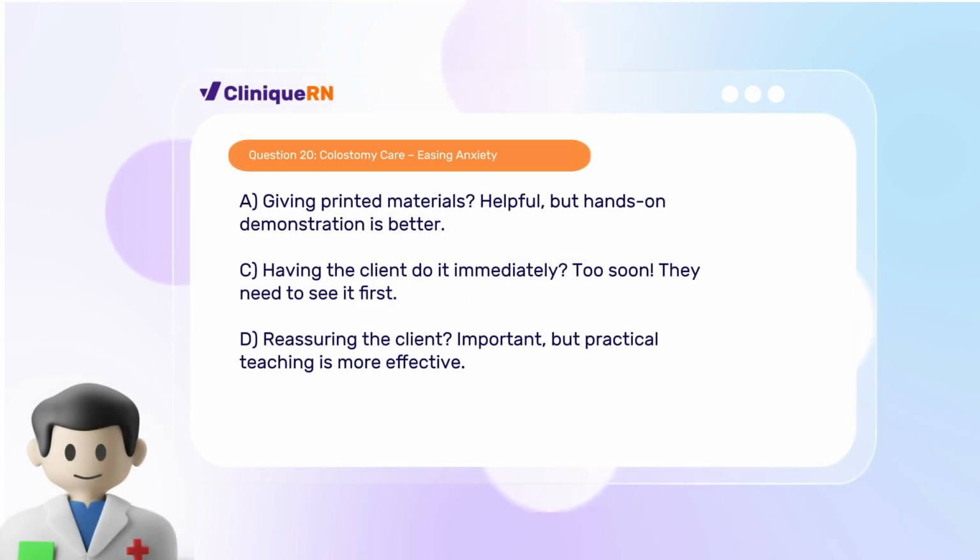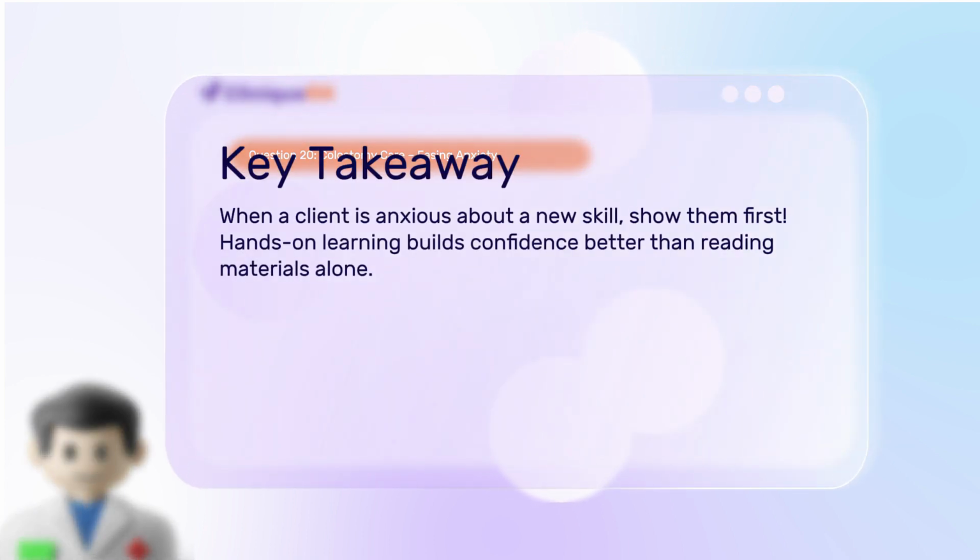C. Having the client do it immediately. Too soon. They need to see it first. D. Reassuring the client. Important, but practical teaching is more effective. Key takeaway. When a client is anxious about a new skill, show them first. Hands-on learning builds confidence better than reading materials alone.